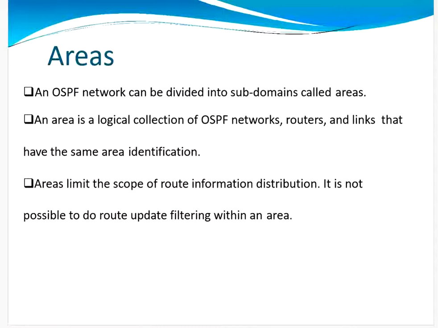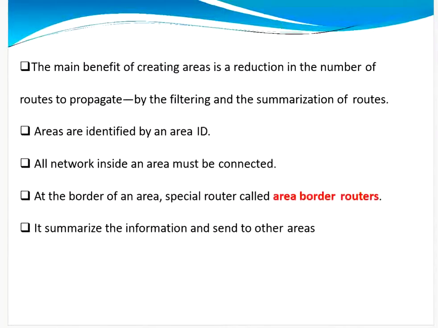Now we move toward the area in which OSPF can be used. The OSPF network can be divided into subdomains called areas. An area is nothing but a logical collection of OSPF networks, routers and links that have the same area identification. The area limits the scope of route information distribution, and it is not always possible to do route update filtering within an area. The main benefit of creating areas in OSPF is the reduction in the number of routes to propagate by the filtering and summarizing of the routes.